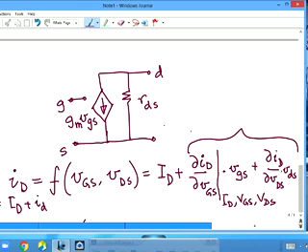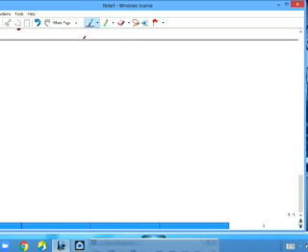So this is how you linearize the extremely nonlinear MOSFET. And then after you have linearized it in an incremental sense, you just do linear circuit analysis and use Thevenin, Norton, and all the linear circuit tricks that you have learned in other courses.